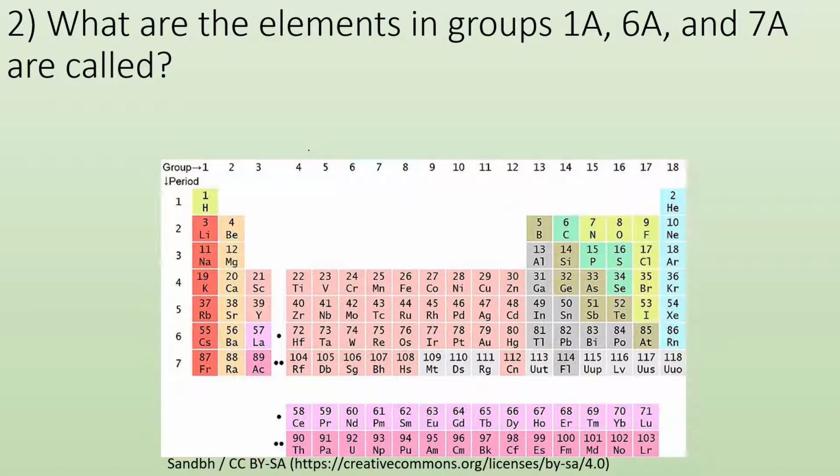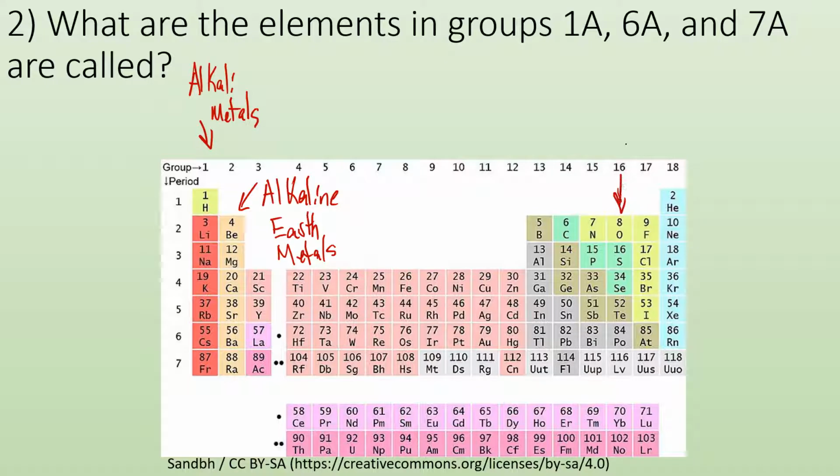What are the elements in groups 1A, 6A, and 7A called? All right, so 1A, these are the alkali metals. Group 2, alkaline earth metals. If we jump over to 6A, which is group 16 right there, those are called the chalcogens. And 7A, or group 17, are the halogens. So there.